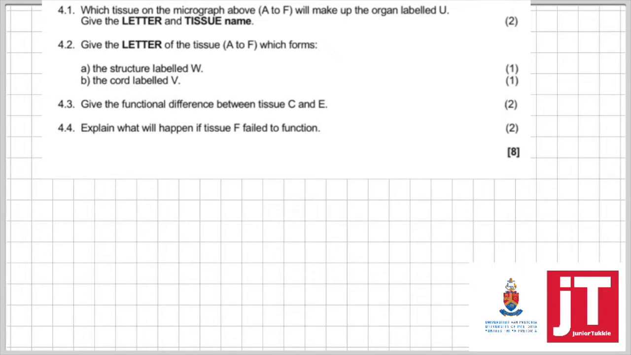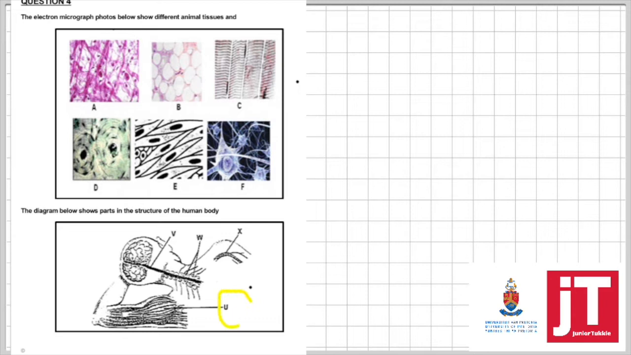So, which tissue on the micrograph A to F will make up organ labeled U? And they want the letter and the tissue name. So, U. Let's look at U. You can see that person is lying down on his arm and his muscles are holding him up. So that is muscle tissue.